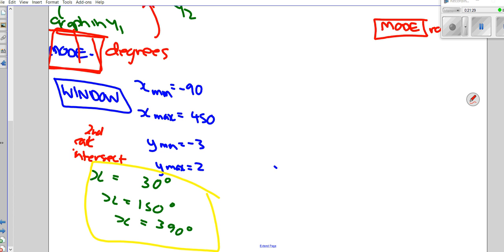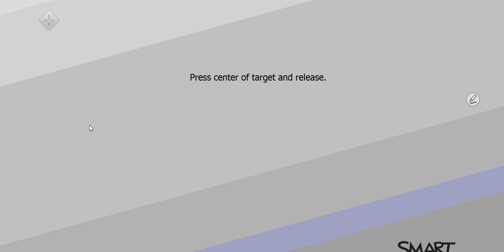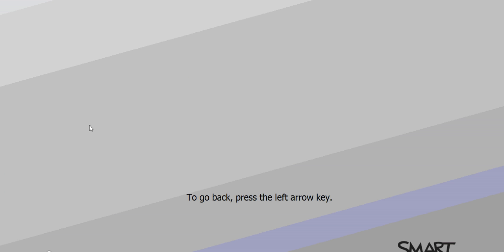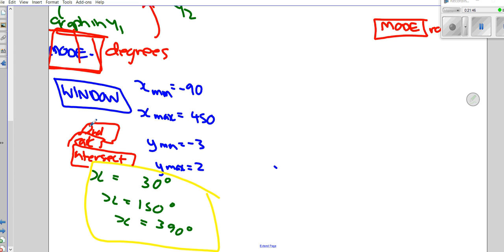Second calc intersect is all I just wrote. Do one more, and then just try the next ones. Practice doing the next ones. You don't need to write out all the instructions this time because I just wanted one set of instructions for you to be able to refer back to.